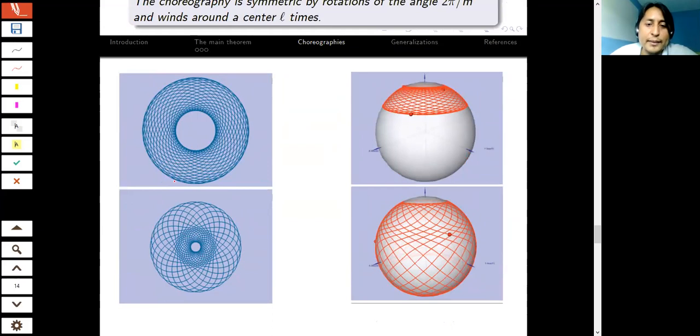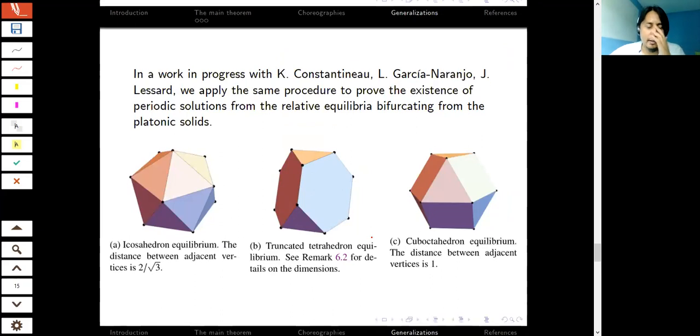So I have dense sets of choreographies for the n-vortex problem. And so this is in the projected plane, and this is in the stereographic projection. And then I will take 2 more minutes from questions.